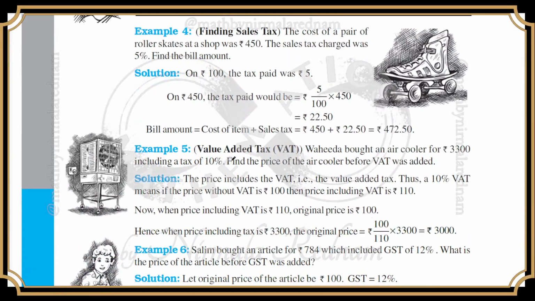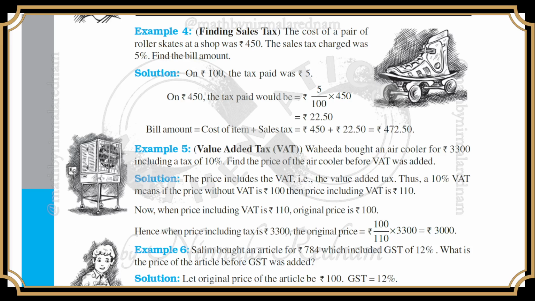Next example, solved example. The cost of a pair of roller skates at a shop was 450 rupees. The sales tax charged was 5%. Find the bill amount. Now here, like I said, the tax is on the amount that you are going to pay, right? So now if out of the 100 rupees, the 5% is 5 rupees, that is your tax amount. Sorry, no, the bill amount is not given to us. We have to find the bill amount.